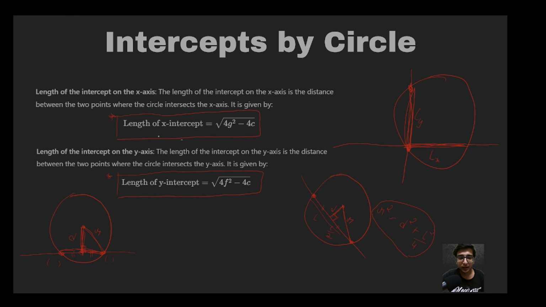Apart from that, the length of x-intercept and y-intercept, if the circle intersects the x and y-axis, simply formulas are present. Again, I'm not getting into the derivation. Of course, you can try it out by yourself using these concepts that I just taught you. You can find out the lengths, and for JEE Mains you just need to remember the formulas. It will be enough for you. So let us look at a question about finding out intercepts first.